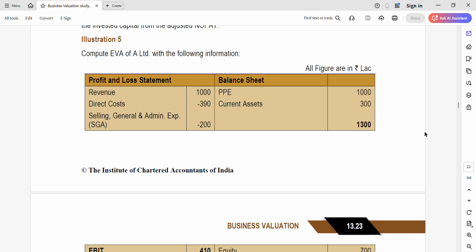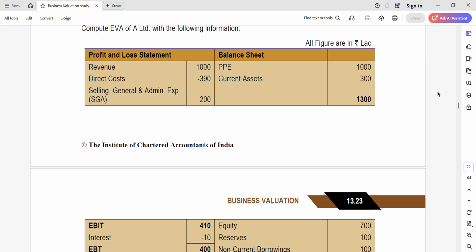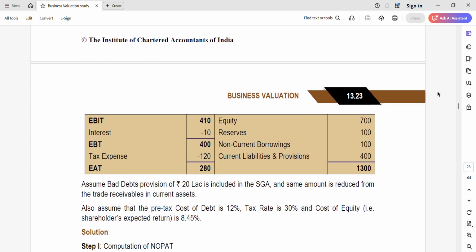So the P&L statement and balance sheet are given of A Limited. The figures are in lakhs. Pay minute attention to every line in the problem so that you don't miss the lakhs and all those things. And EBIT, so the final earnings after taxes is rupees 280 lakhs, and your balance sheet total is rupees 1008 lakhs. So assume bad debts provision of rupees 20 lakhs is included in the SGA, and the same amount is reduced from trade receivables and current assets. Also assume the pre-tax cost of debt is 12%, tax rate is 30%, and cost of equity, that is nothing but shareholders' expected returns, is 8.45%.